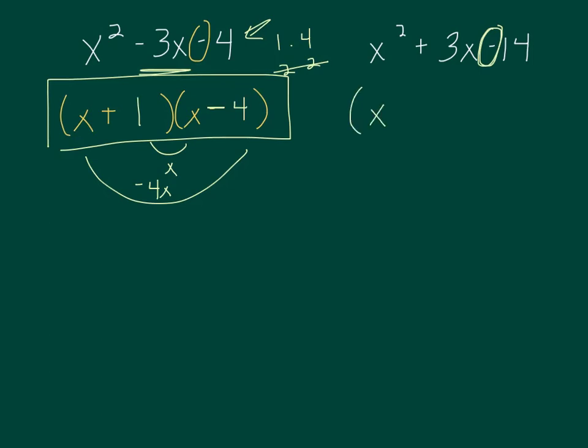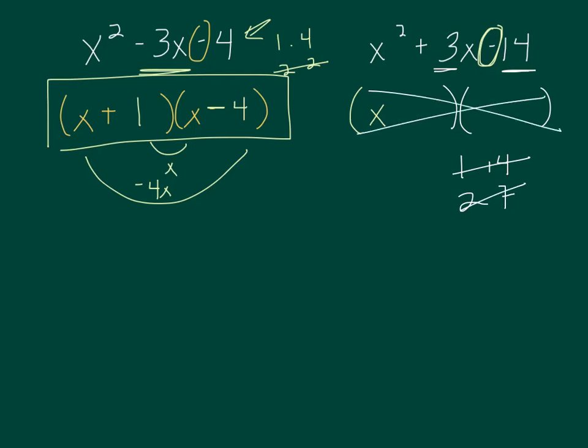And this time, as I ask myself what multiplies to be negative 14 and subtracts to be 3, I only have 1 and 14, which does not subtract to be 3, 2 and 7, which does not subtract to be 3, and those are my only options. So I will say again that this problem is prime.